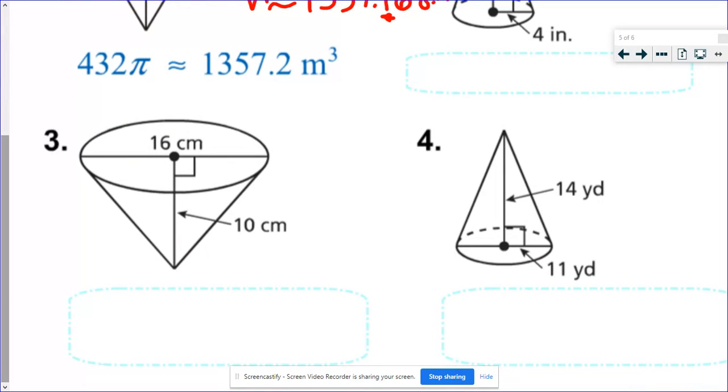Let's actually do number 4. Number 4 is harder than number 3. I hope you understand why. The radius on number 3 would be 8. And I know that in our formula, when we square the radius, you can just do 8 squared. That's 64. That's no big deal. However, in number 4, the diameter is 11 yards. That means that my radius is going to be half of that, or 5.5 yards. So this one is going to be harder to just do in your head. That's why I'm picking this one.